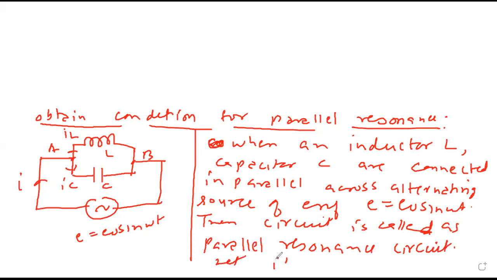Let I be the instantaneous current. Okay, please copy this much first. Draw the diagram and write this much. Do you understand what is called a parallel resonance circuit? Yes sir. Okay, write this much and draw the diagram.